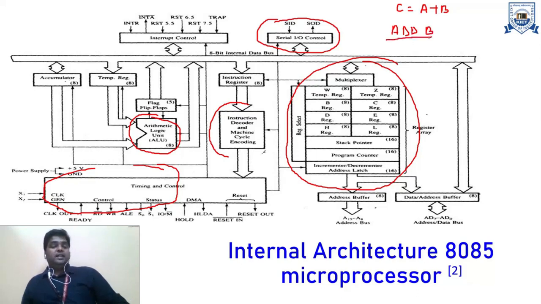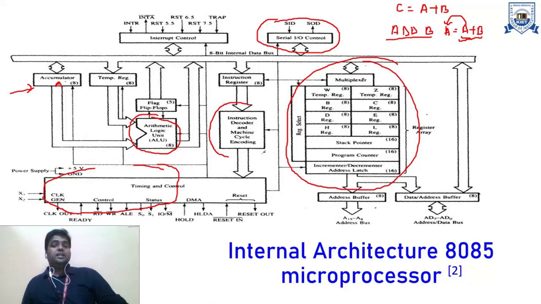When we have written ADD B, it is understood that it is equal to A plus B, and the result will be stored in A. What does it mean? It is very clear that whenever we perform any arithmetic operation, the first operand will always be available in the A register, that is the accumulator register. The second operand is taken from register B. We perform the addition and the result is again stored in register A. Whatever result we obtain will be stored in register A. That is the meaning of this instruction.